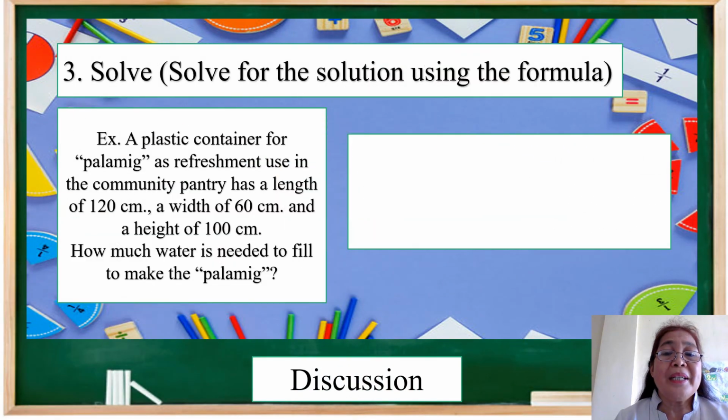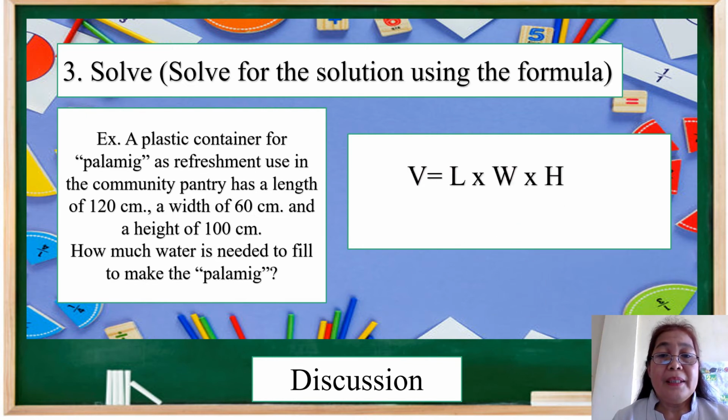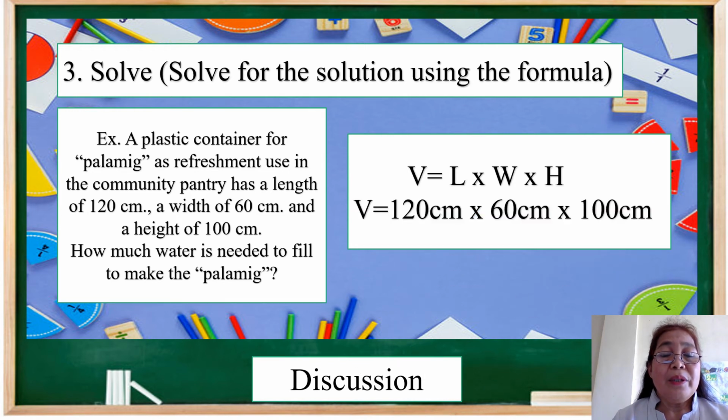And the third step is to solve for the solution using the formula. Our operation is multiplication. We just need to multiply the given facts. V is equal to L times W times height. We just need to substitute: L is 120, W is 60, and H is 100 centimeters. By multiplying, we will have the correct answer.